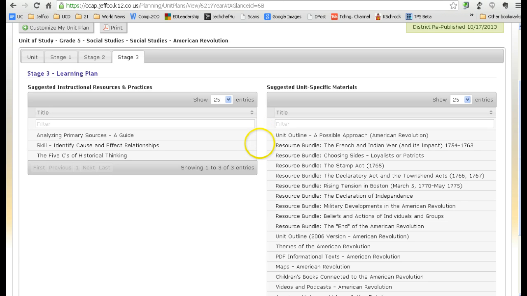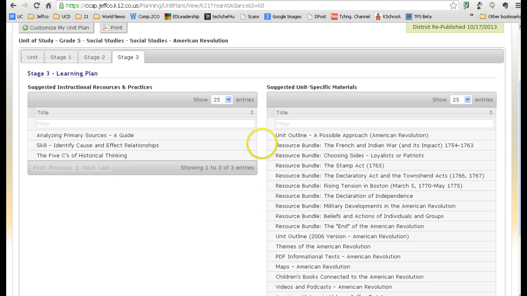The other thing I want you to understand is that as you look at each of these different resources below, you're going to see that they are resource bundles. So this is an idea that there are a number of resources that might be related to a particular topic or a particular idea, and the variety of resources might be used in order to support your planning and instruction.